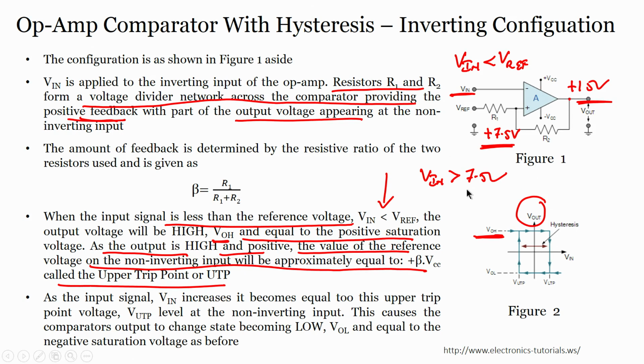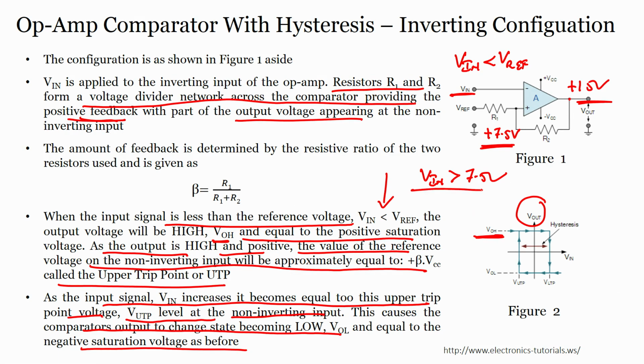Alright. So, as the input signal V in increases, it becomes equal to the upper trip point value, VUTP, at the non inverting input. This causes the comparator output to change state, becoming low, VOL equal to the negative saturation value as before. That means that initially it is this condition, right, V in is less than reference, then in that case I have positive saturation, means my reference voltage is plus 7.5 volts.